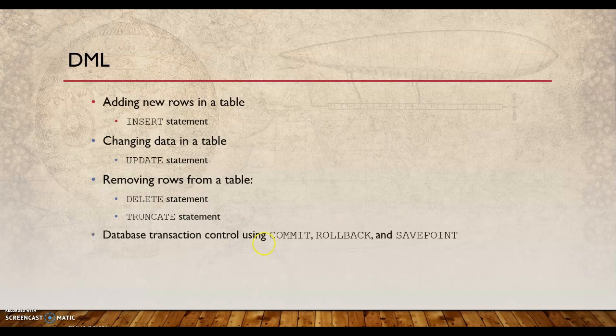So that's the difference. That's called database transaction control, also called TCL statements: commit, rollback, and savepoint. After delete, you can roll back, but after truncate, you cannot issue a rollback. So that's about the DML.